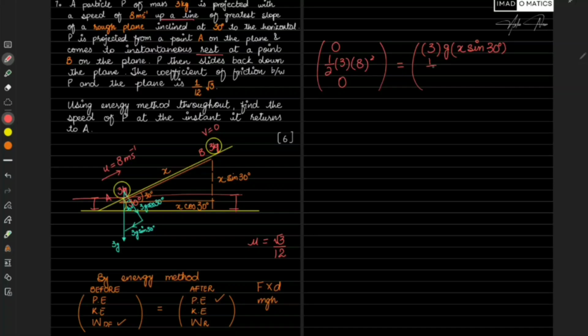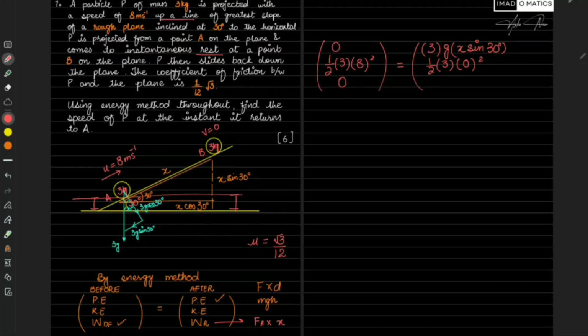Then the final kinetic energy would be half mv square, and that is going to be half, mass is 3, and we know that at point B it is instantaneously at rest, so 0 square. So eventually the final kinetic energy becomes 0. And lastly, we need the work done by the resistive force. So work done by the resistive force is the resistive force times the distance covered, and that is in this case x.